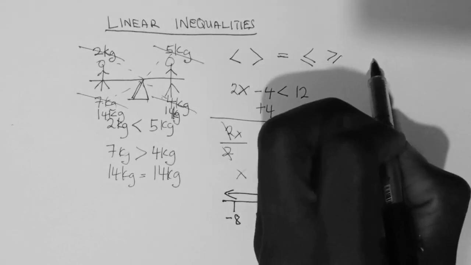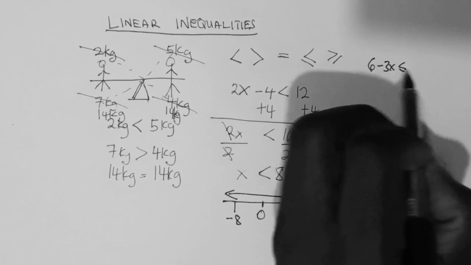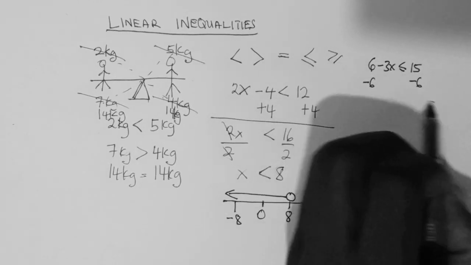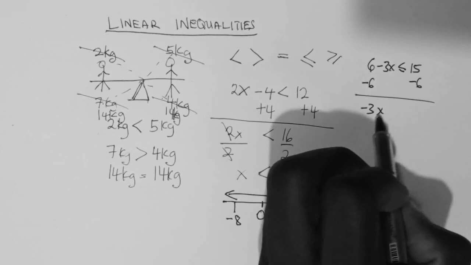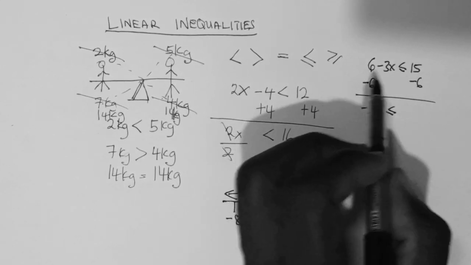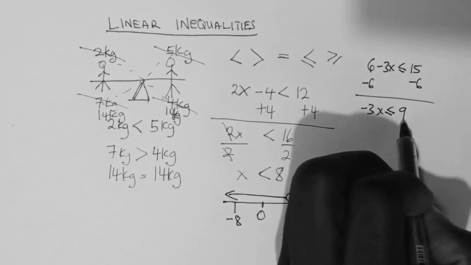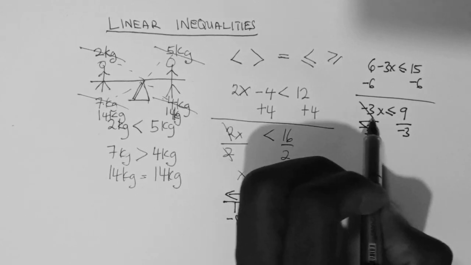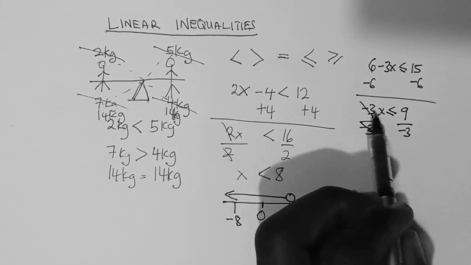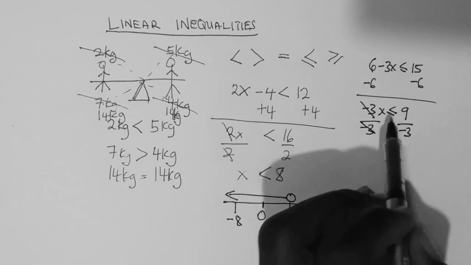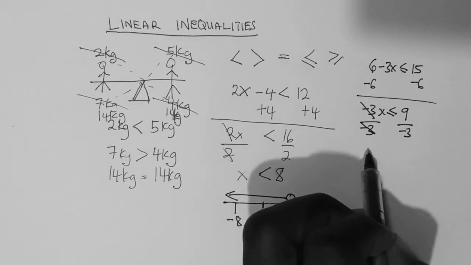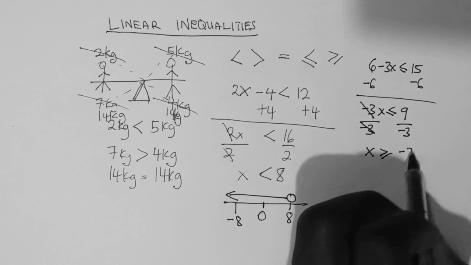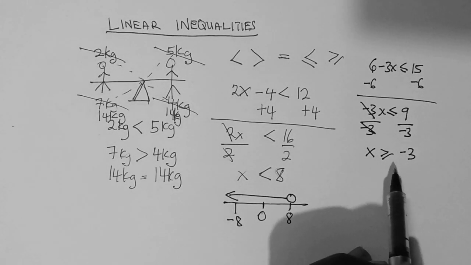Let's do this problem as well. 6 minus 3x less than or equal to 15. In this case, let's subtract 6 from both sides. So here we have minus 3x is less than or equal to 15 minus 6, which is 9. So we can divide through by minus 3. Now, in inequalities, anytime you divide through or multiply by a negative number, the sign of the inequality will have to change. So here it will become x is greater than or equal to 9 divided by minus 3, which is minus 3. So x is greater than or equal to minus 3.